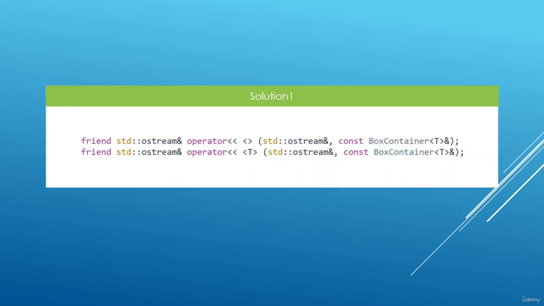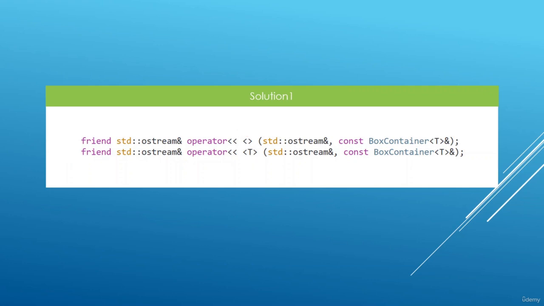So this is our first solution. It is to tell the compiler that our friend function is indeed a template, and we can use angle brackets like this, or we can put in a T here. This is going to tell the compiler the same thing, and our code is going to work.